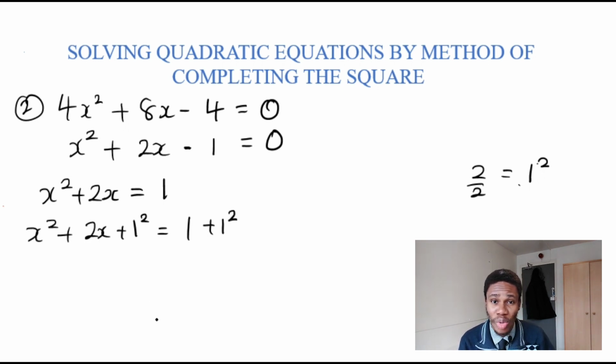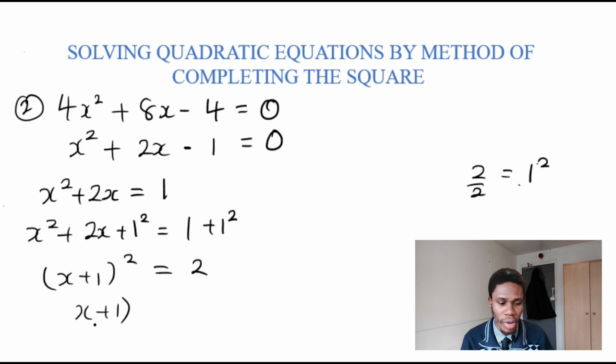Now to write out our squared binomial, because this is a perfect square trinomial, we have x plus 1 all squared equals 1 plus 1, which is 2. So we have x plus 1 all squared equal to 2. We take the square root on both sides and the square root cancels the square, and we have plus or minus square root of 2. So we have x plus 1 equals plus or minus square root of 2.